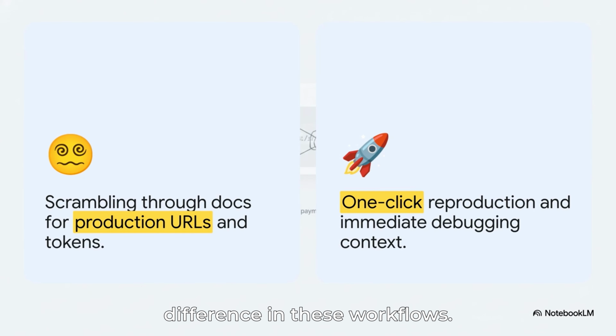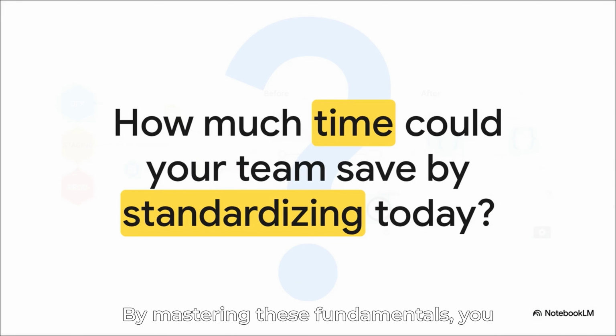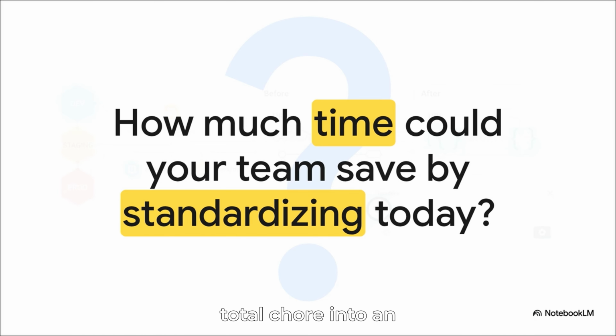Look at the massive difference in these workflows. On the left, you've got the old way, scrambling through docs, risking human error, and wasting critical minutes during an active outage. On the right, the modern way, automated environments that completely eliminate the friction of active incidents. You get immediate debugging context, meaning you can focus entirely on solving the customer's actual problem instead of fighting with your own tools. By mastering these fundamentals, you are transforming API testing from a total chore into an absolute superpower.